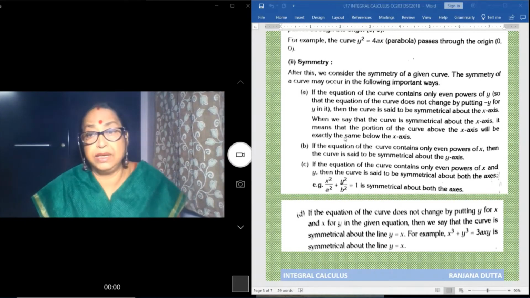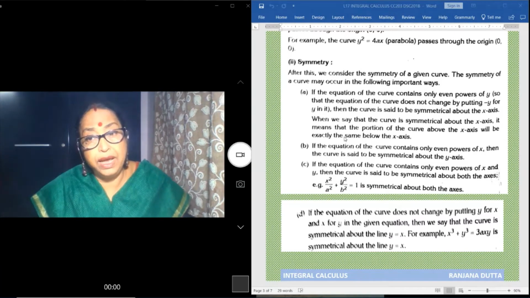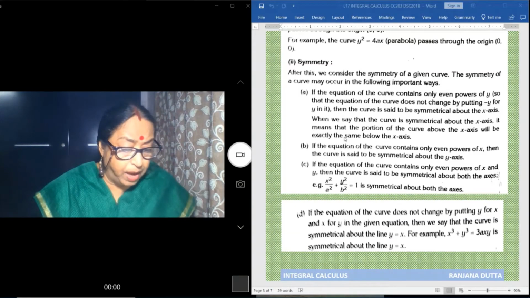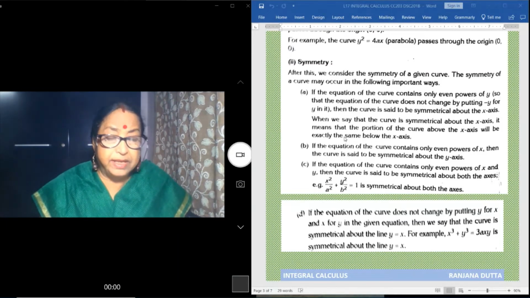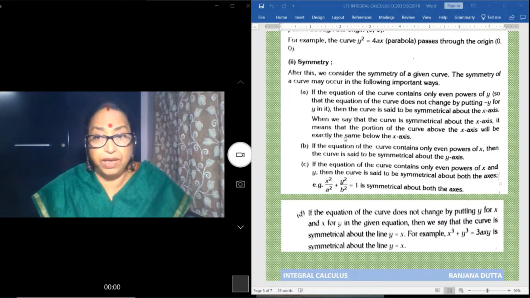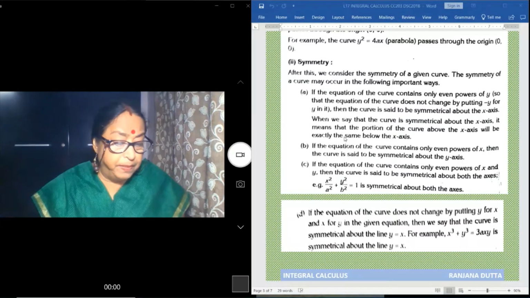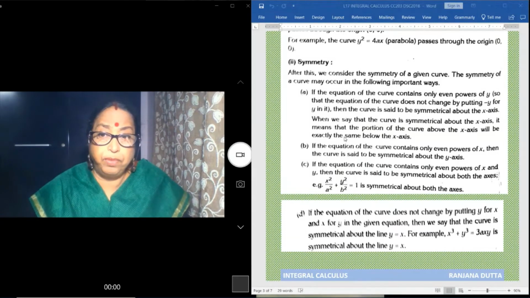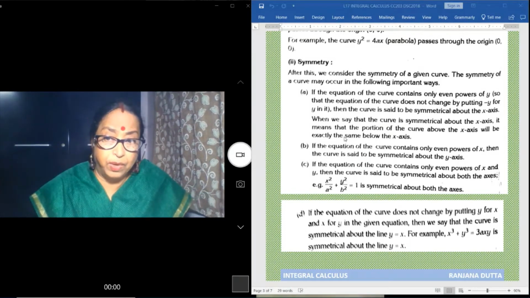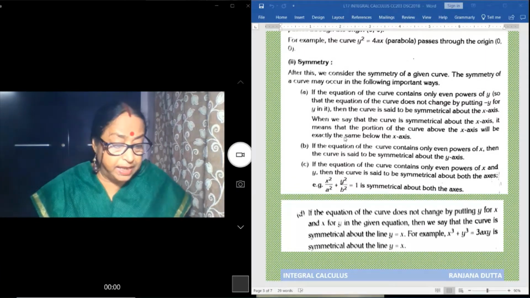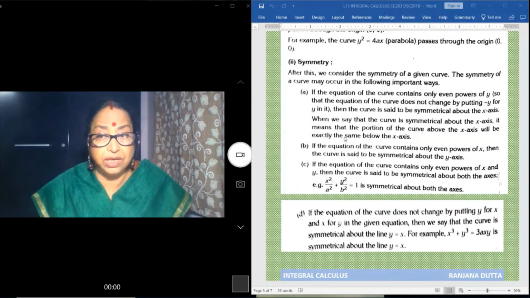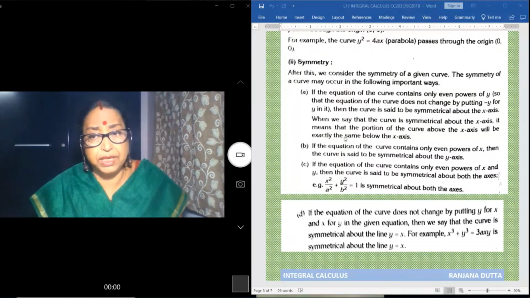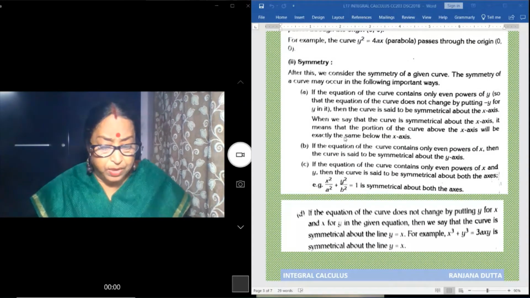If the equation of the curve does not change by interchanging x and y, then we say that it is symmetrical about the line y equal to x. As for example, x cube plus y cube is equal to 3axy. If I put y in place of x and x in place of y, the equation remains unchanged. Hence, in this case, the curve is symmetrical about the line y equal to x.